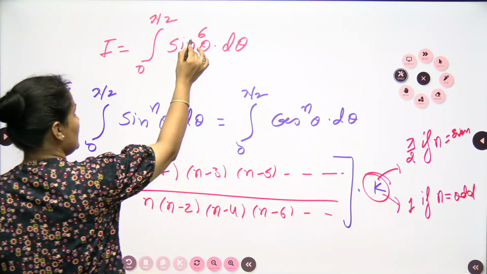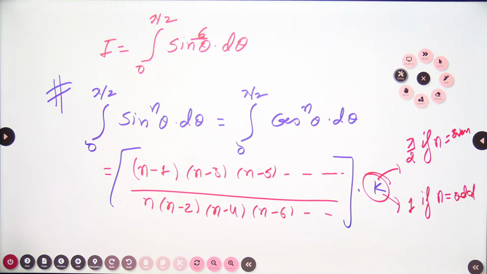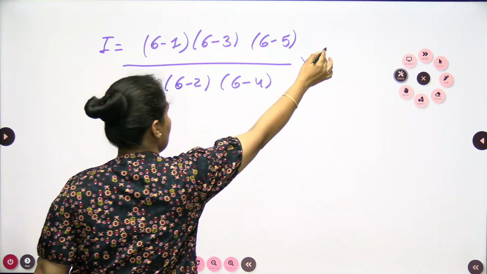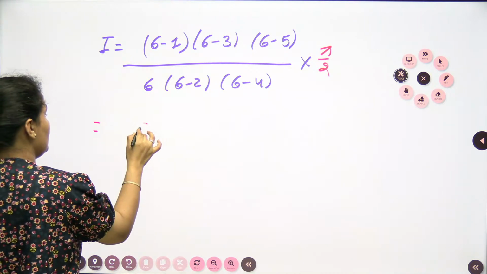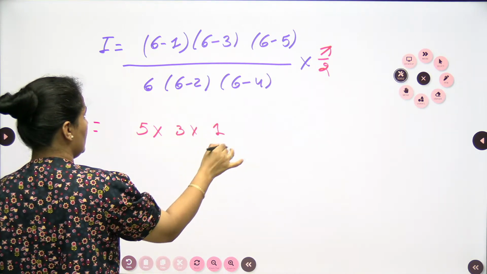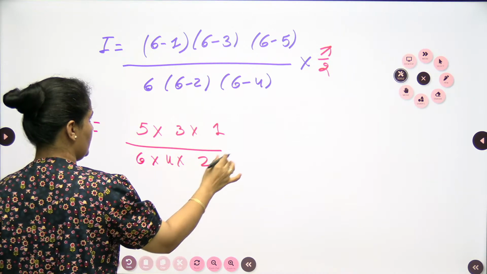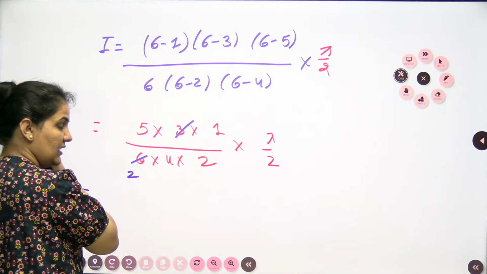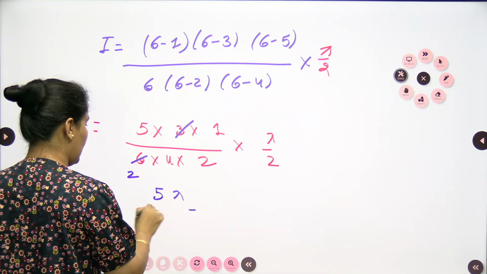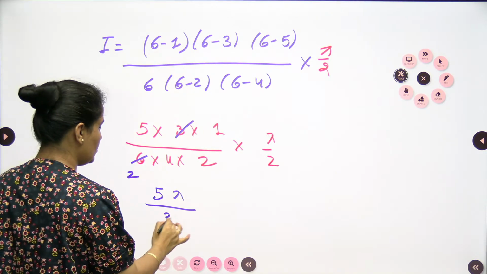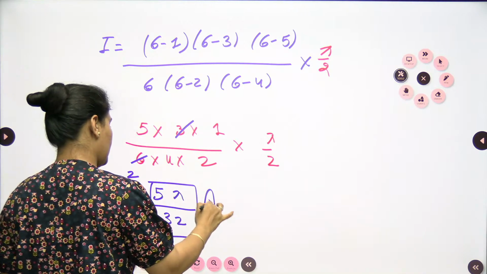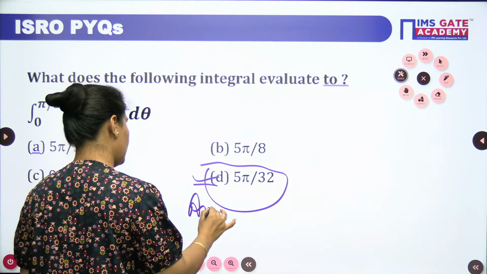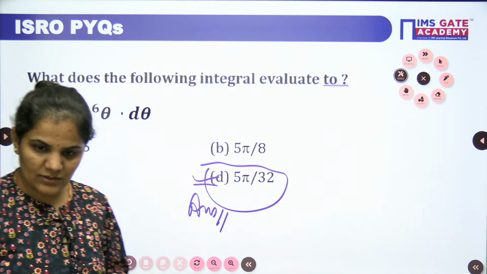As my n is an even number, I will multiply with pi by 2 also. So this will be 5 into 3 into 1 by 6, 4 and 2, multiplied with pi by 2. Converting, 3 into 5 is 15, 6 into 4 into 2 is 48, so we get 5 pi by 16, then pi by 2 gives 5 pi by 32. So the options are available surely. So your final answer is option D for Delhi.